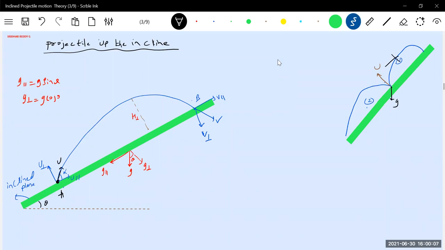So first we have to calculate the time of flight. It will take some time t to reach here, and time t by 2. Then let's go for the range. How can we calculate the range? First we'll calculate the time of flight. Displacement perpendicular to the incline should be 0. So 0 equals U perpendicular t minus G perpendicular t square by 2. U perpendicular is U sine alpha. So t is equal to 2U perpendicular by G perpendicular.